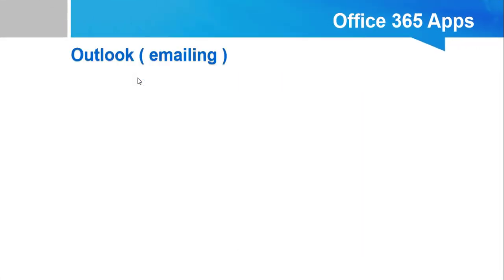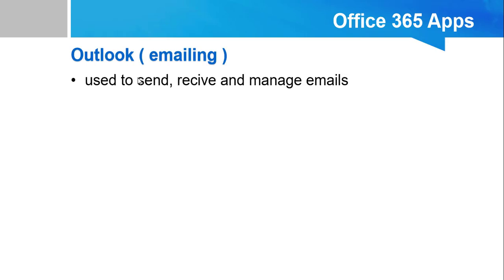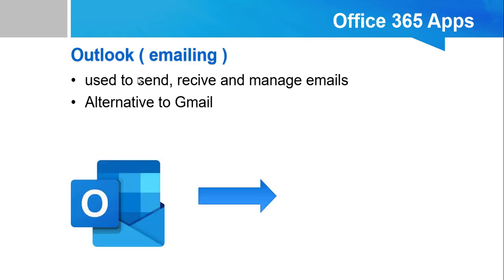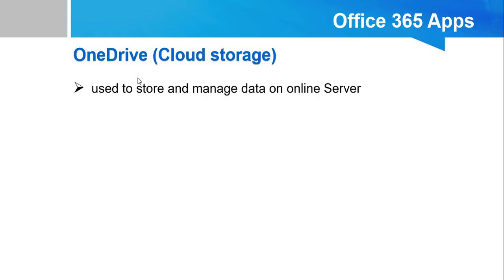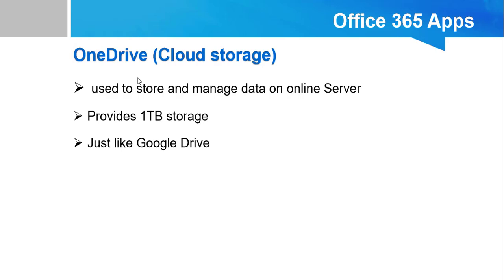After that, Outlook, that is Microsoft emailing software used to send, receive, and manage emails. It is just like Google Gmail. After that, OneDrive is Microsoft cloud storage software that is used to store and manage data on an online Microsoft server. It provides 1 terabyte of huge data storage for Office 365 users. It is just like Google Drive.